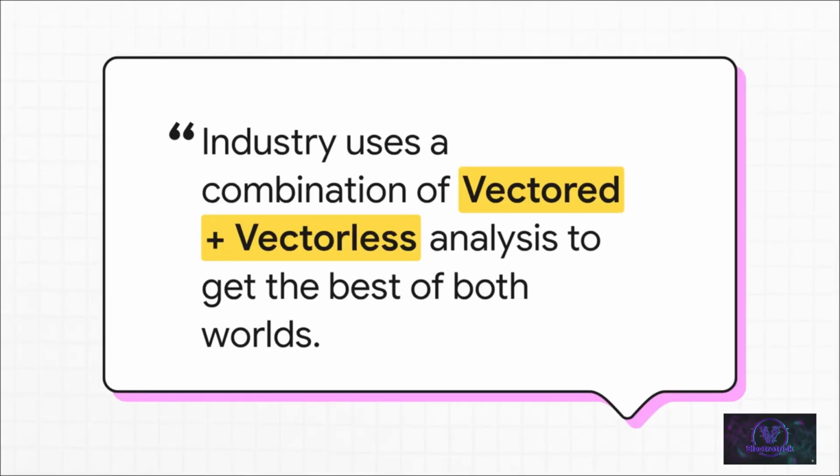But here's the thing. You don't actually have to choose just one. In the real world, engineers are smart about it. They use a hybrid approach. They'll use the broad vectorless analysis to check everything, and then they'll unleash the super intense vectored analysis to stress test the most critical parts of the chip with hyper-realistic situations. It's really about getting the best of both worlds, high coverage and pinpoint accuracy where it matters most.